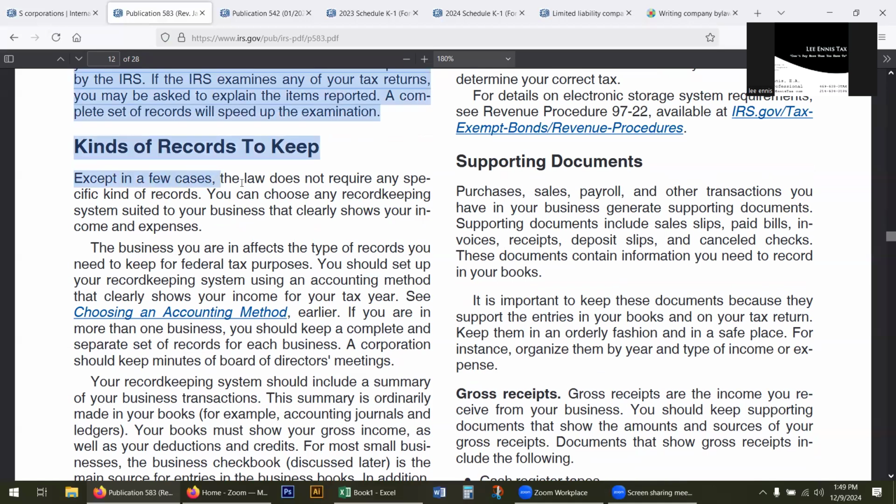Except in a few cases, the law does not require any specific kind of records. Okay. And so what this generally means is that however you do your record keeping is completely up to you. But I will say that in practice, that is not the case. The reason being is because there is a very simple accounting principle that says that your accounting record, and this is not IRS, this is accounting principles.